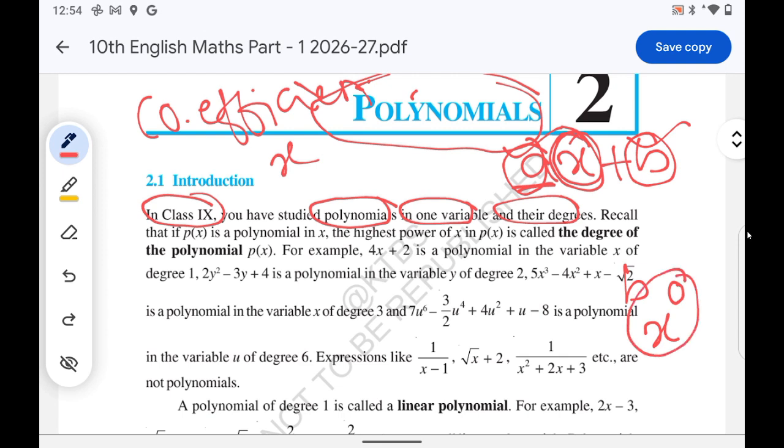So we all know that from the laws of exponents, a raised to the power 0 is equal to 1. So when you multiply b with x raised to the power 0, it results in b into 1, nothing but b, and there is no change in the value.